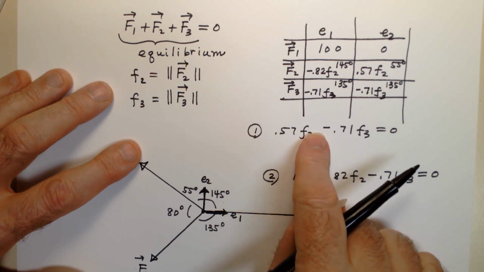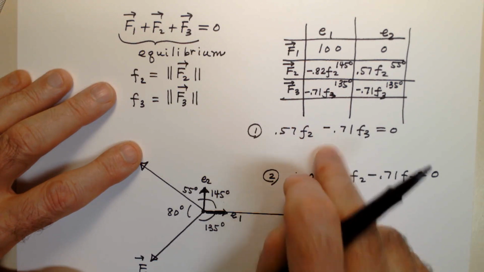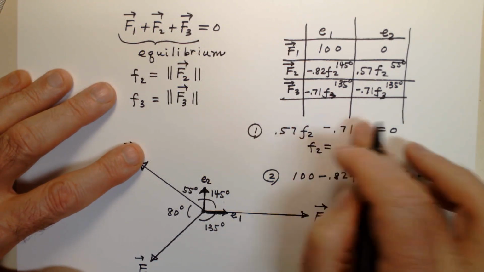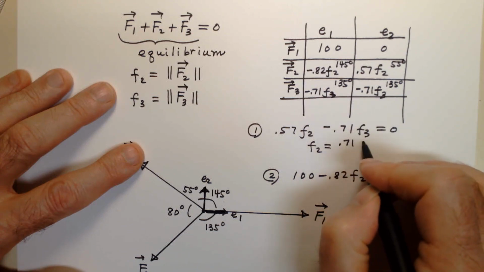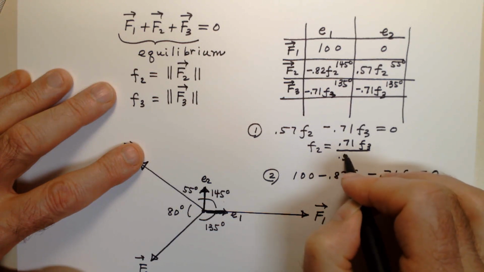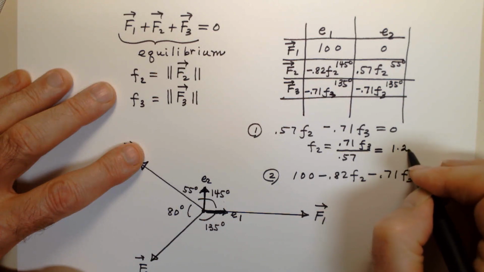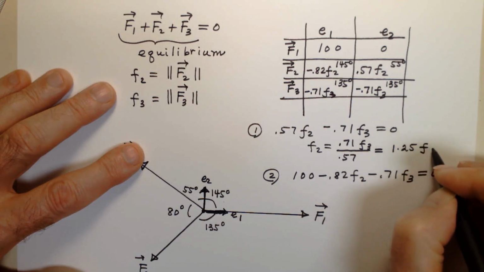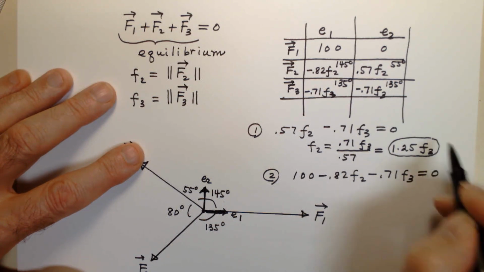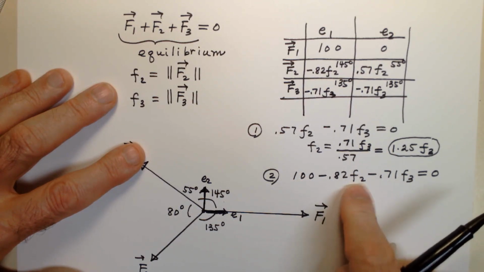Now let's use this one. We'll describe F2 in terms of F3 using this first equation. So this first equation would say that F2 is going to be 0.71 F3 divided by 0.57. Now when you do this calculation, you get something on the order of, again, these are all approximate, 1.25 F3. So F2 can be replaced by 1.25 F3. Now I'm going to go into the second equation and do that substitution.